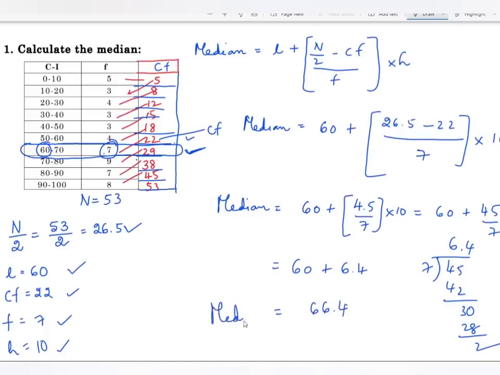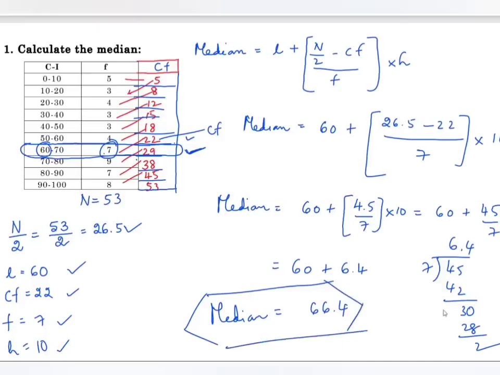Therefore the median value is 66.4. First step is to learn the formula. Next, find out the n by 2 value and find out between which cumulative frequencies 26.5 lies. After that, mark the median class, find out the lower limit, CF and F, then class size H, substitute and simplify, and you get the answer.